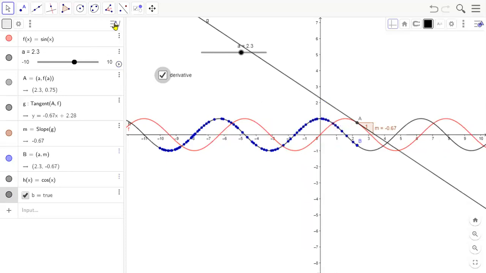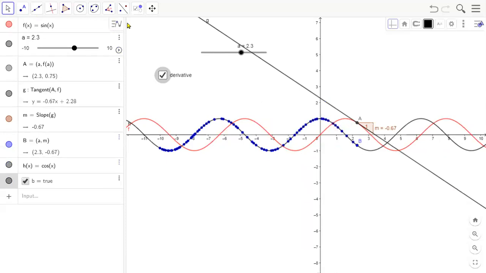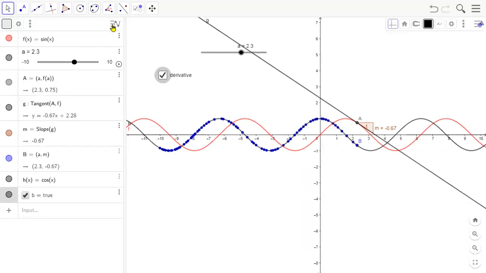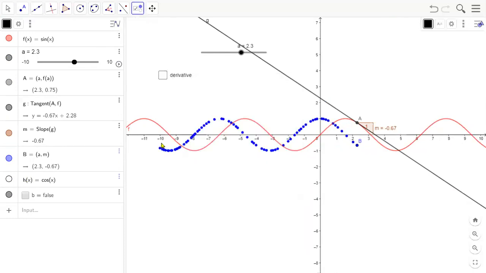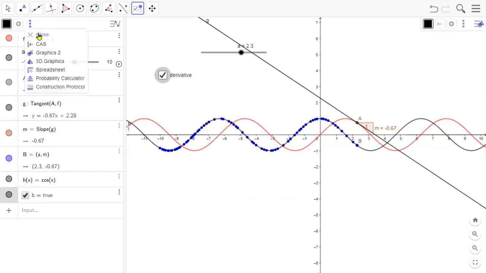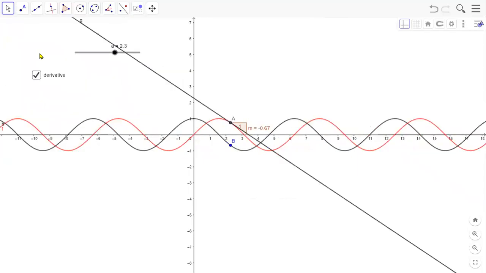Let me hide these unnecessary parts. Once again, let me check whether this checkbox is operating or not. Okay, it is operating. The derivative function is hidden. We can show it just by clicking here. Okay, it is operating. Let me hide this part. Okay, this is the full drawing.